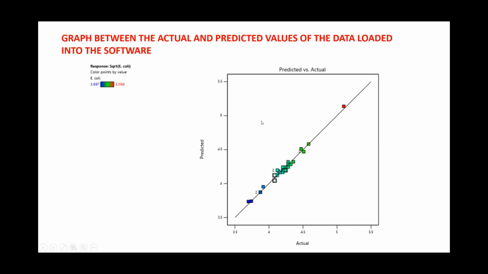So this is the graph showing the actual and predicted values for the data we loaded in the software. It signifies that the points present on the straight line showed good composition. These solutions were all on the straight line on the graph.